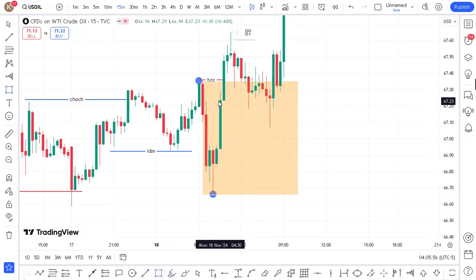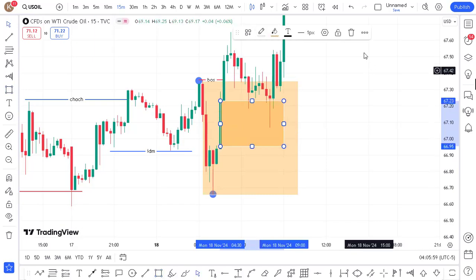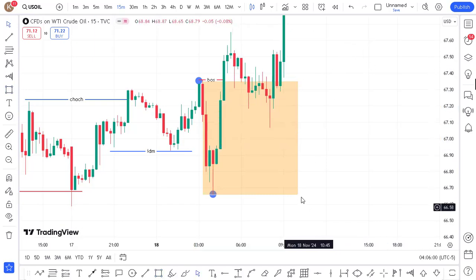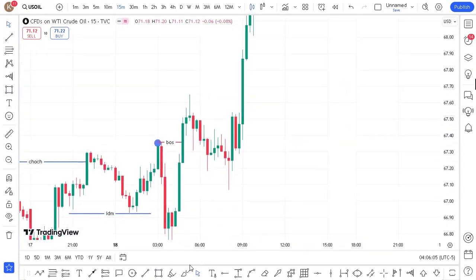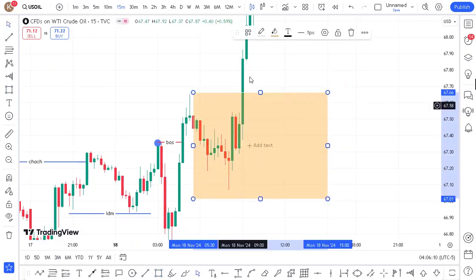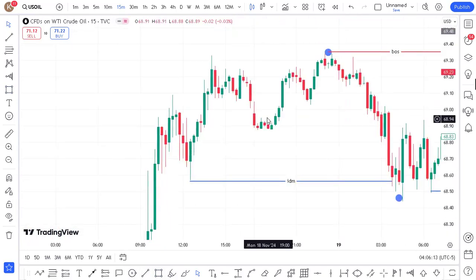And you can see mostly you can look for confirmation within this fair value gap. Now, once the market has gone up, you can see once you have an order flow here, the price does not easily come back. You need to have an inducement. So you identify an inducement.